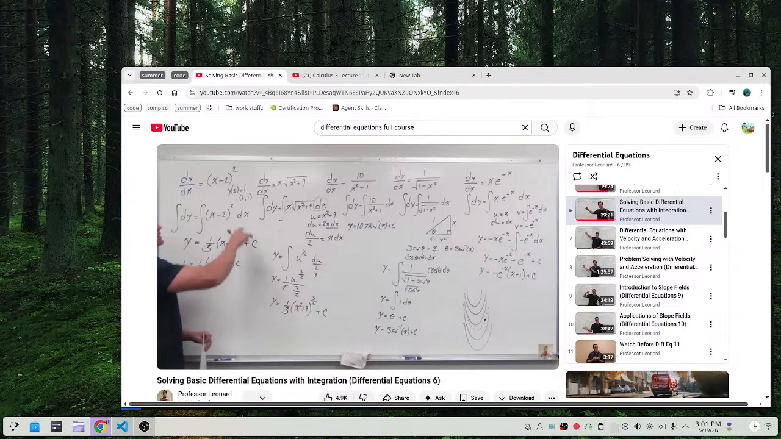In our case here, if x is 2, 2 minus 2 is 0, 0 cubed is 0, 1/3 times 0 is 0, plus C is C, and we know that that's 1. So C equals 1, and then all we do is rewrite that.